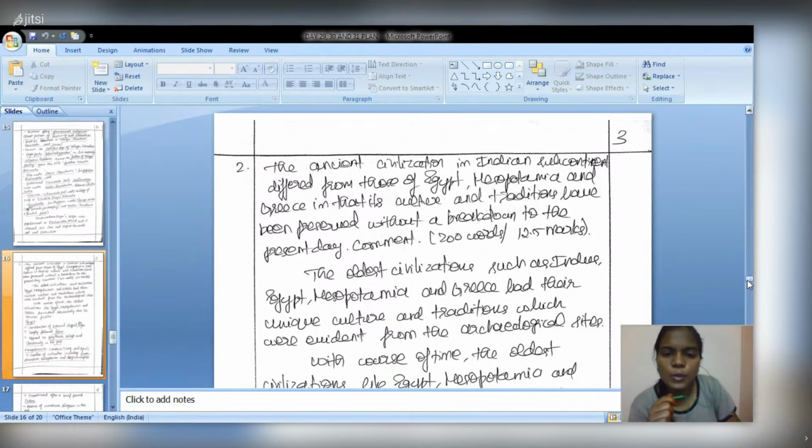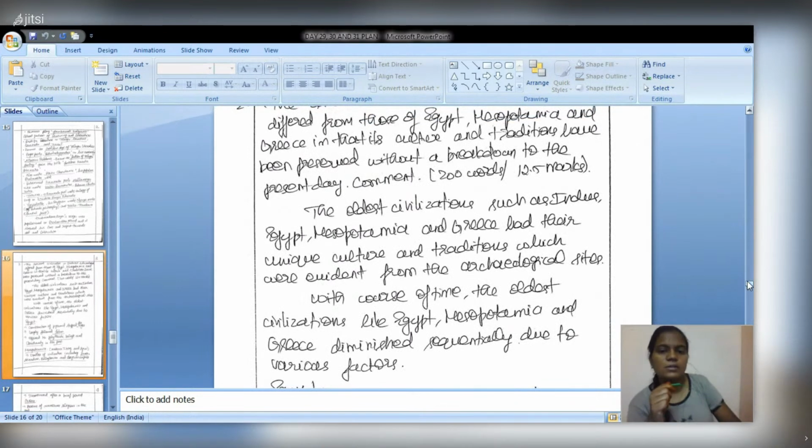So this question is about how our Indian civilization has not broken down its values even today. It has been preserved. But the oldest civilizations which are contemporary to our Indus Valley civilization or Harappan civilization, Egypt, Mesopotamia and Greece, have been diminished because they have not been preserved. But till now, the ancient Indian civilization has been preserved. Okay, and it is practiced even today in one way or the other. So the first part of the question should consist of the reasons why the Egypt, Mesopotamia and Greece civilizations have diminished. The second part should consist of how the ancient civilization of India is still relevant today.